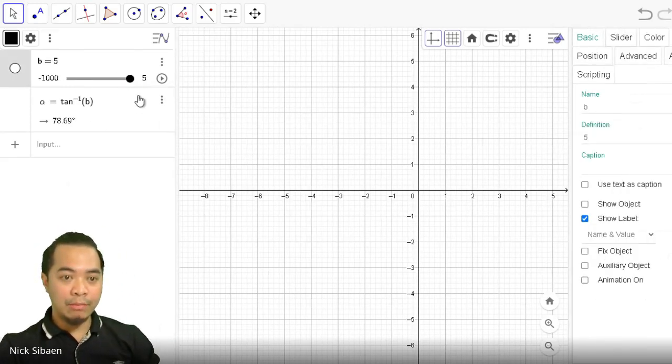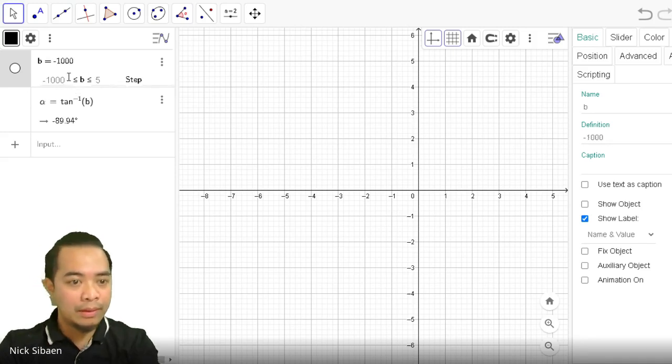So halimbawa magsimula tayo sa b equal to 5. The tangent inverse or arctan of 5, the answer is 78.69 degrees. If we make that decreasing or if we make it negative infinity, anong ibig sabihin nun? We decrease the value of b, the argument, without bound, pababa ng pababa, anong mangyayari sa ating result?